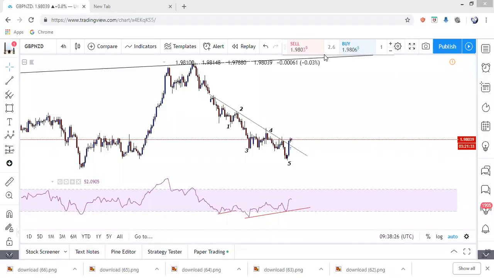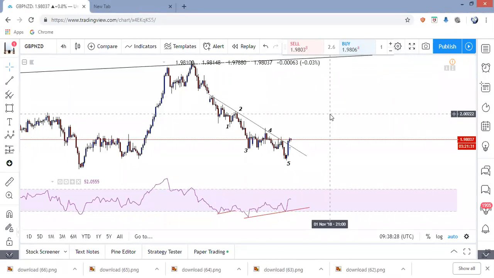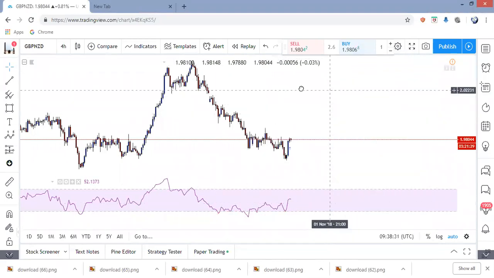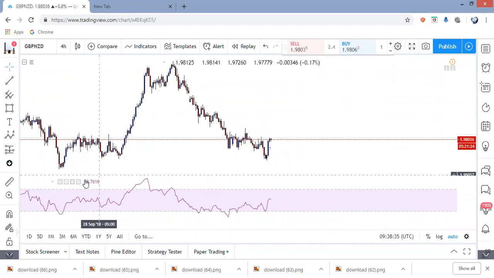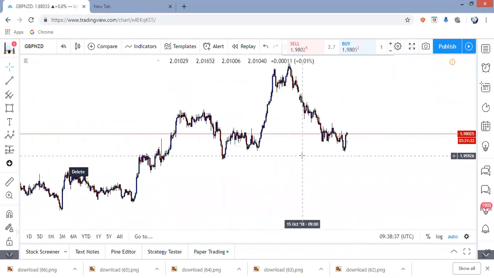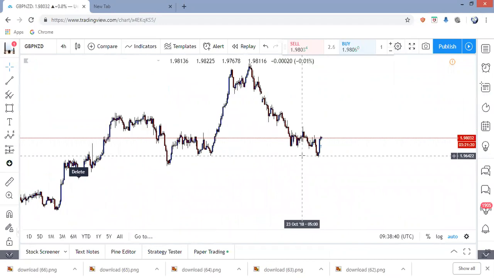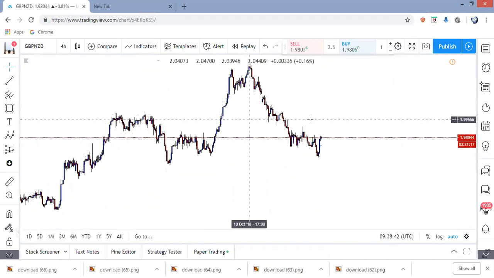Right. So here's what we have. I'm going to show you how to use the indicator called the RSI. This is the clean chart of the GBP NZD on the H4 time frame.